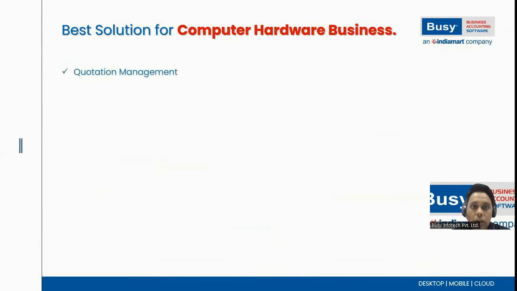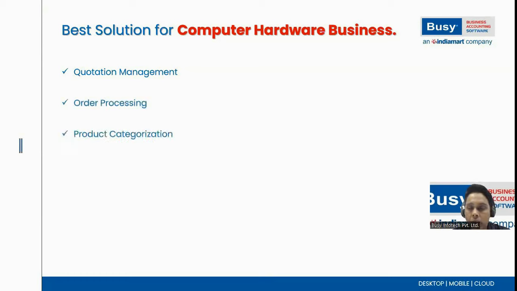Other best solutions that we provide for the computer hardware business include quotation management. That means if you have creditor customers, or you have a distribution business or a CNF business or any kind of wholesale business related to computer hardware, in that case you get an option to generate your sales quotation, and you can convert that quotation into an order, and that order can be converted into an invoice also. So order processing and quotation processing are available in Busy.